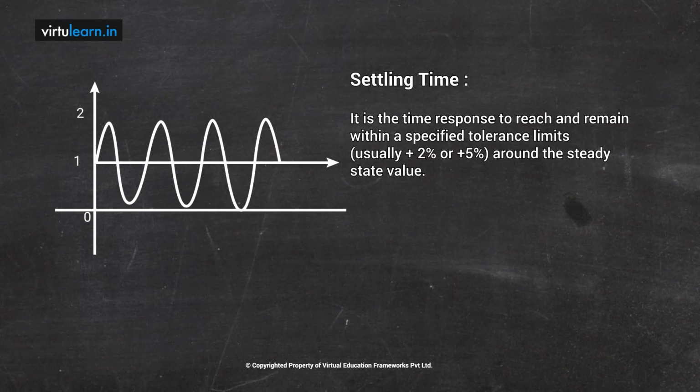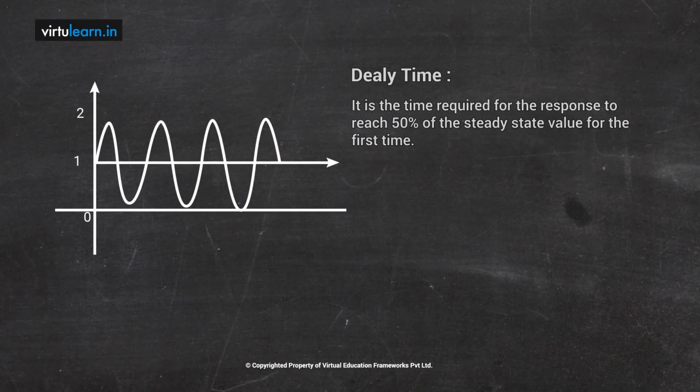When you look at any practical system, we expect the response to go to the steady state value, but it will not go exactly to the steady state value. Then it oscillates around the steady state value. Even if it is oscillating around the steady state value, if the oscillation magnitude is very small, we can take it as the steady state value. That means my response has settled down to a steady state value. So we can define it as the time taken by the response to reach and settle within a specified band. That is the settling time. And sometimes we can also define the delay time.